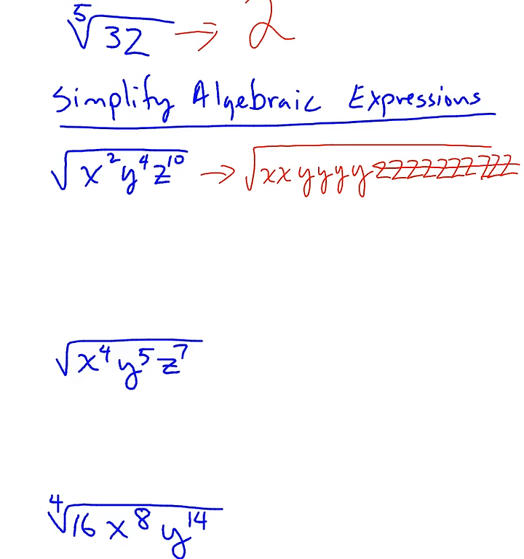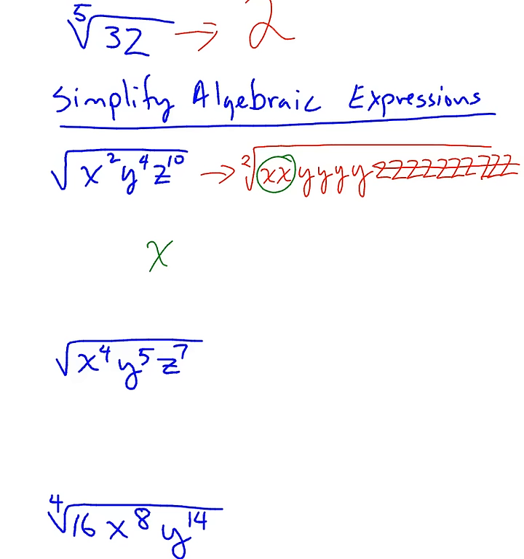All right, so I've got 2 x's, 4 y's, and 10 z's inside this radical. Well, again, since I'm looking for the square root, I'm looking for pairs of the same number, right? Okay, so some people like to write it out like this and then say, all right, the square root says you have to have 2 of the same thing for that thing to come out. Well, I've got 2 x's, right? So I've got a pair of x's since I'm looking for square root, so the x gets to come out.